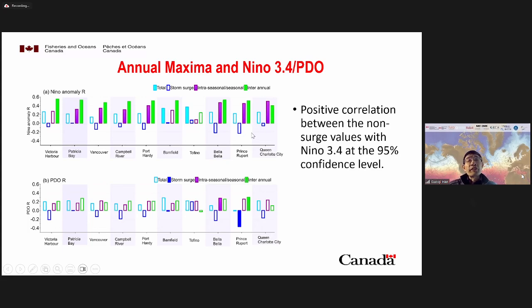If you look at the storm surge component, it's sort of negatively correlated, but insignificant. So if you combine all the effects together, the non-surge effect is sort of reduced, so it cannot be seen. Only if we separate them can we clearly see El Nino would enhance extreme sea level.